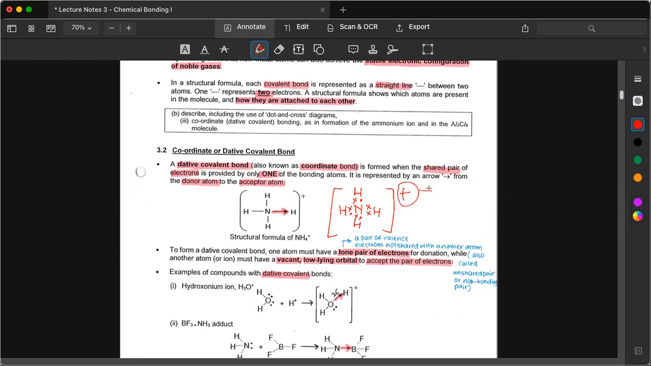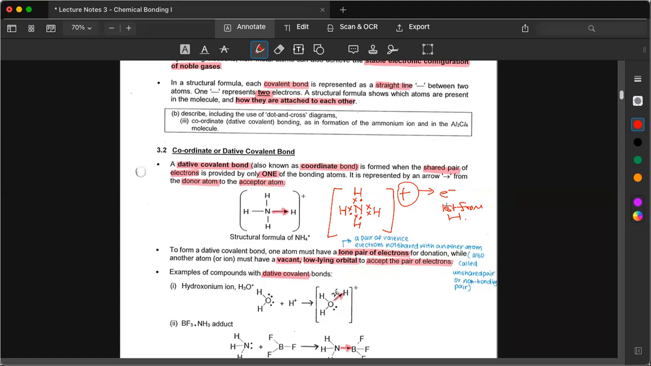And this plus means that electrons are lost from hydrogen. The reason why the electron is lost from hydrogen is because nitrogen is more electronegative, so it keeps the electron to itself to a greater extent. Hydrogen loses the electron more easily. So when NH4+ is formed, the electron is lost from hydrogen, not nitrogen.